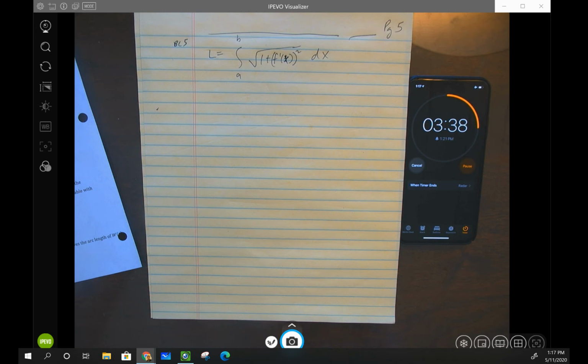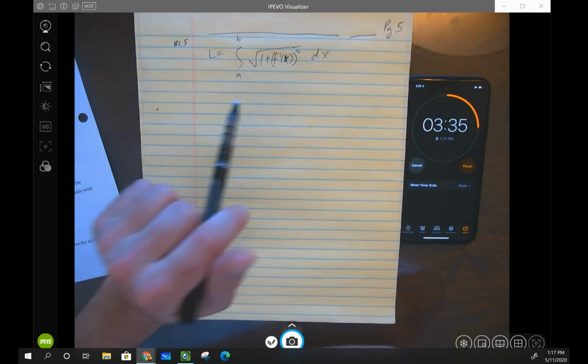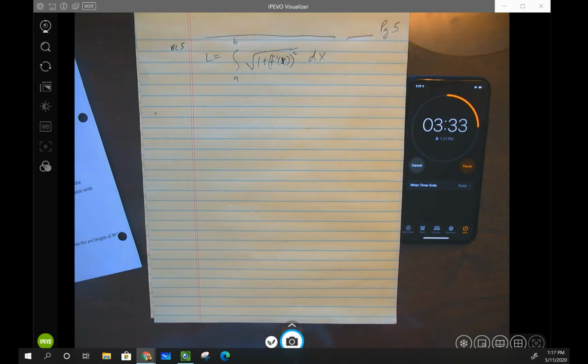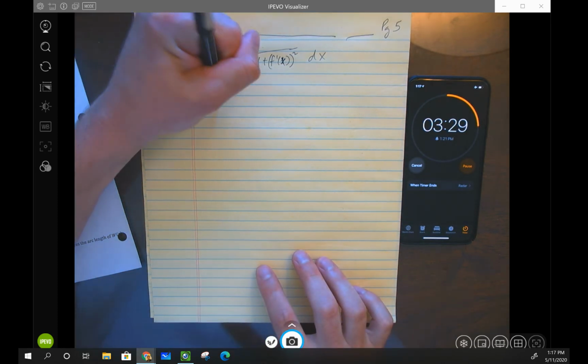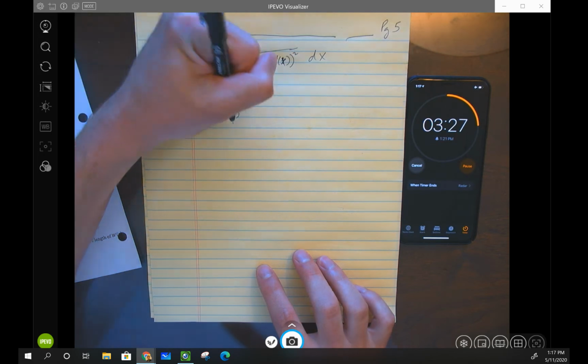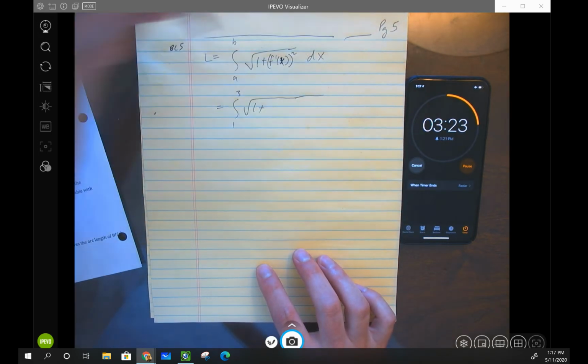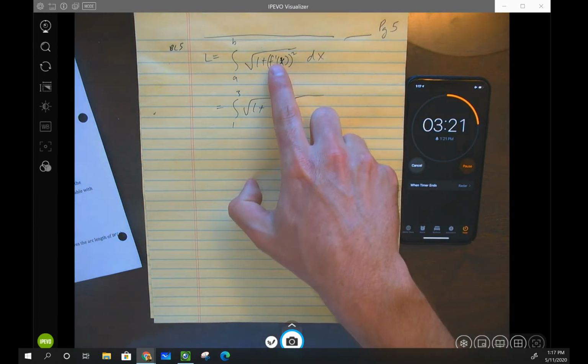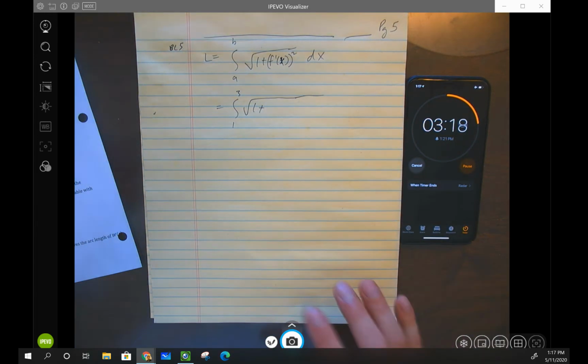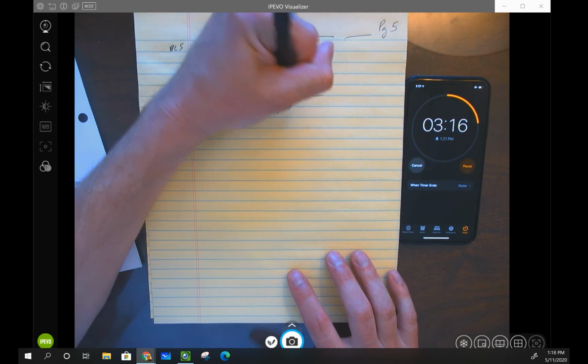And now we're here at this arc length one, where that's a new formula, but we can work with it. We can do this. So it says write but do not evaluate. So this is going to equal the integral. It gives us the bounds, 1 to 3, square root of 1 plus. Okay, so we need the derivative, and we have it. This is, I think, easier than we think.